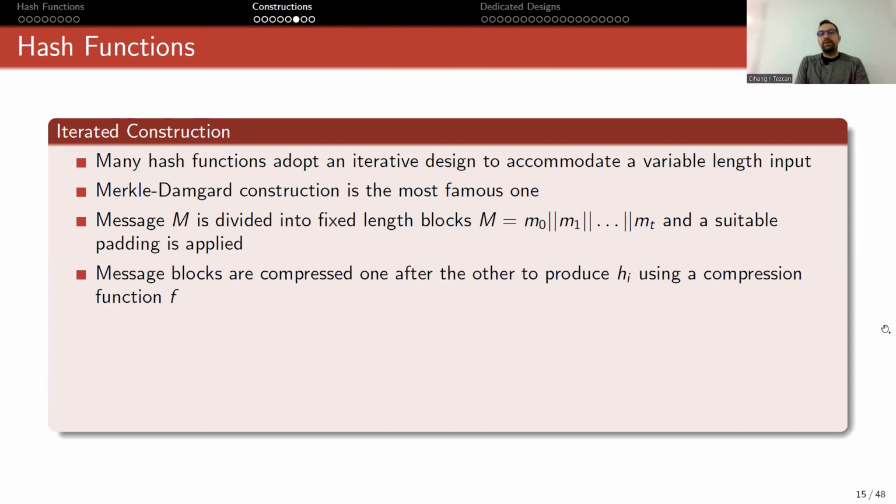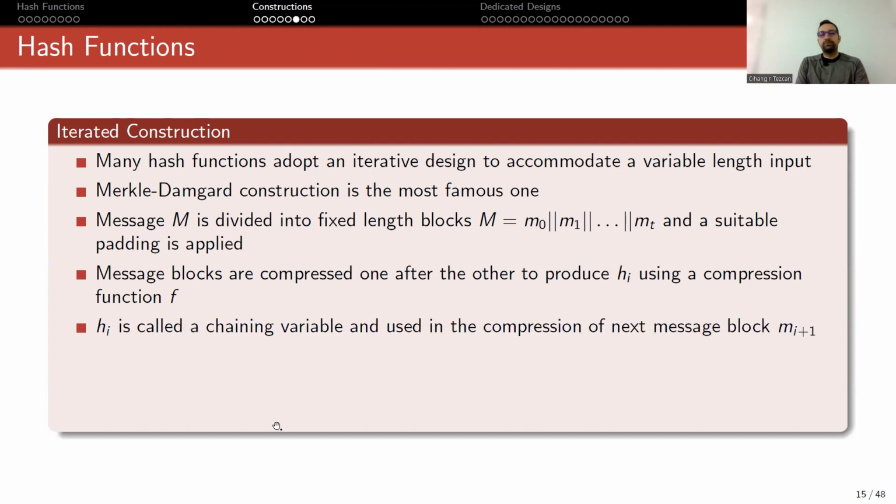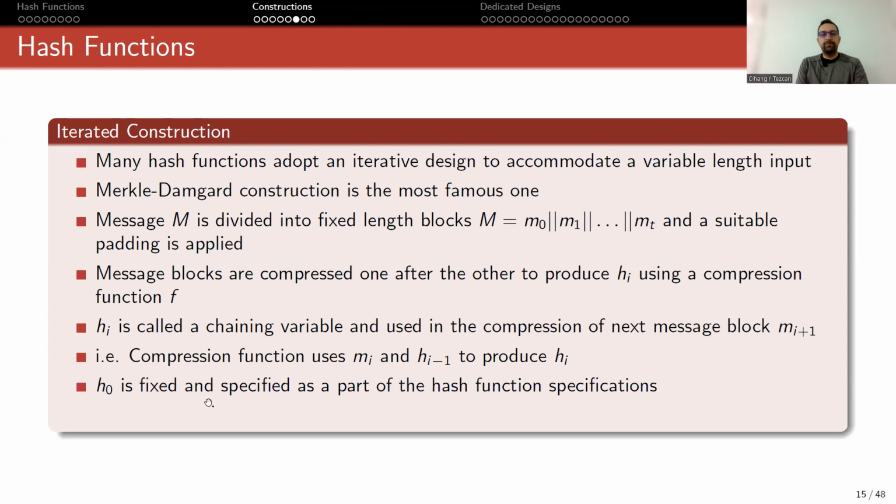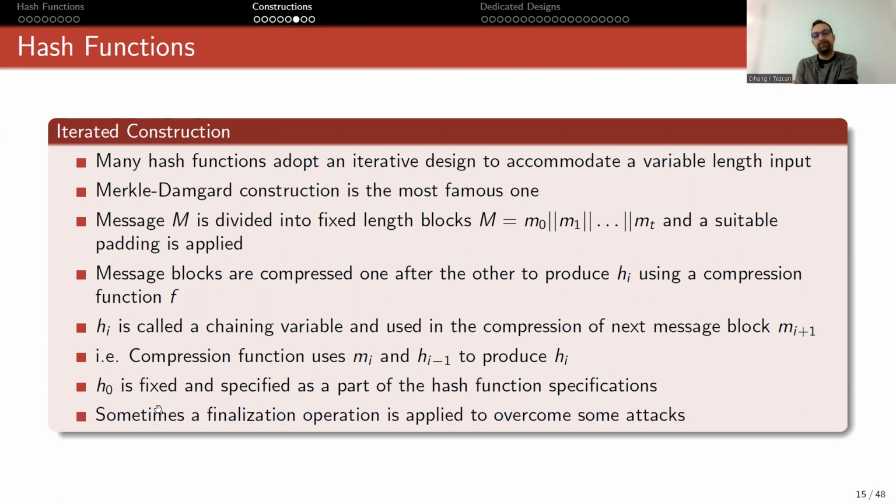Message blocks are compressed one after the other to produce Hi using a compression function F. Hi is called a chaining variable and used in the compression of next message block Mi plus 1. Compression function uses Mi and Hi minus 1 to produce Hi. This is the summary. So H0 is fixed and specified as part of the hash function specifications. In other words, it is just IV. Sometimes a finalization operation is applied to overcome some attacks like length extension attacks and so on.